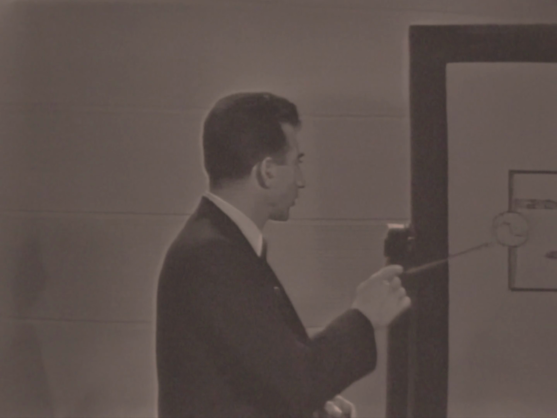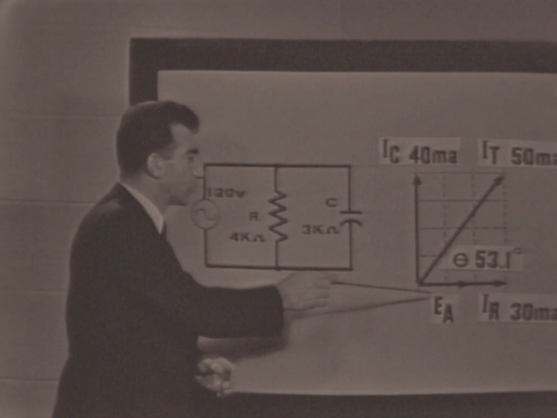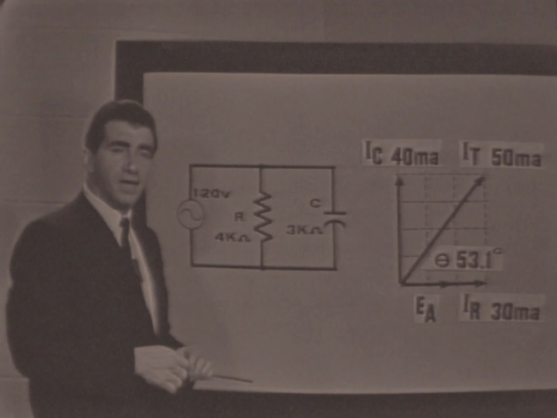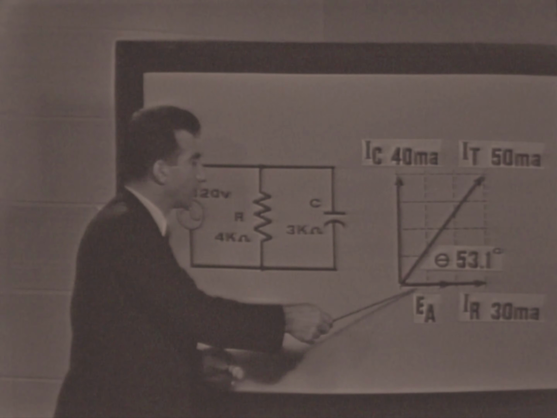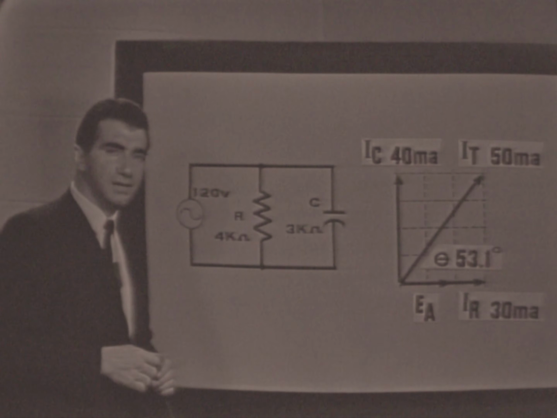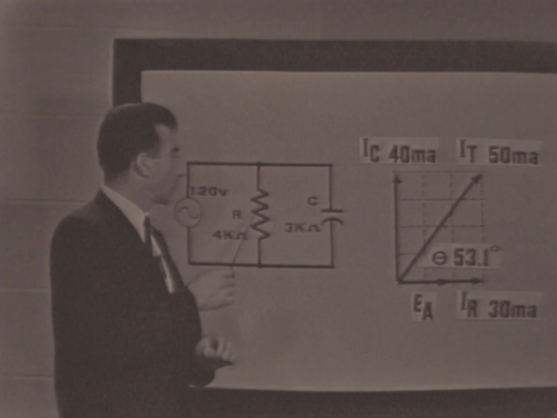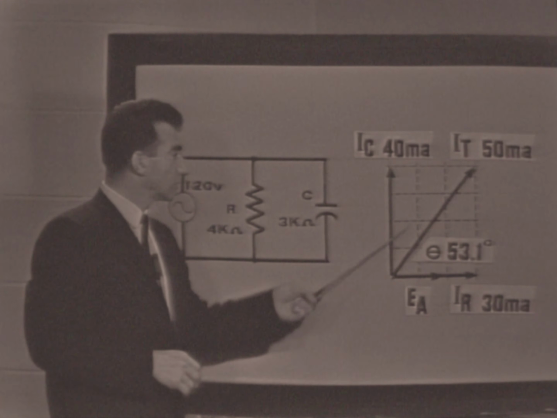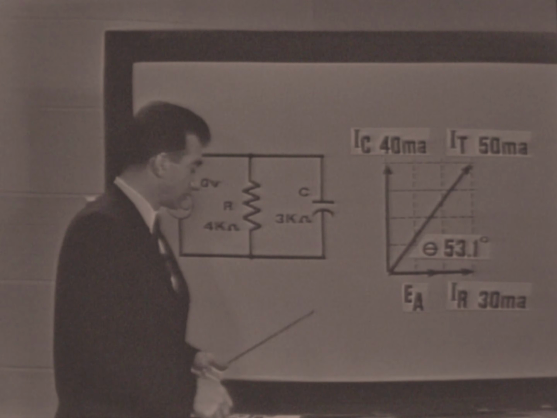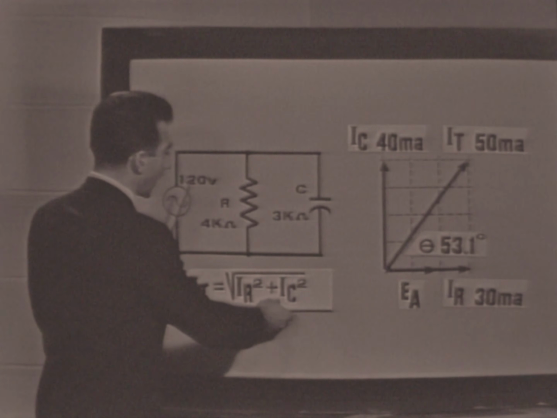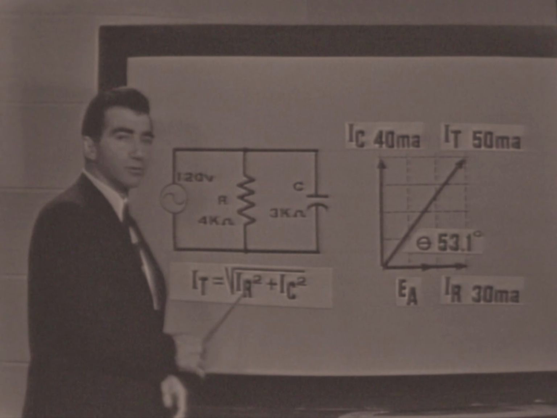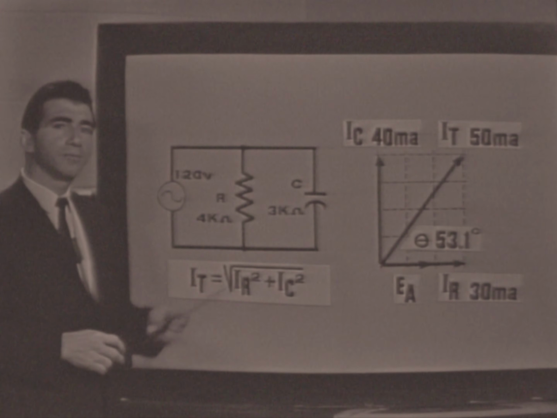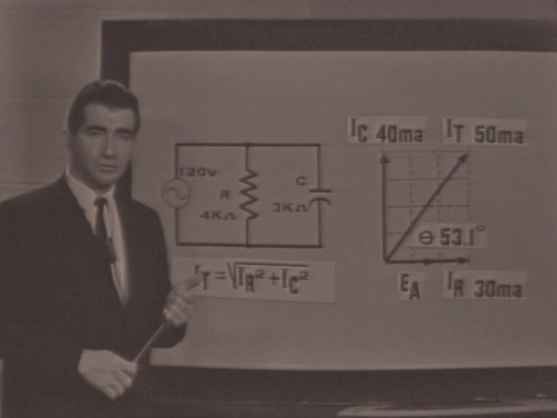Let's review the facts we've discussed within the last few minutes. First, we saw that EA, or the voltage applied, was used as the reference vector. And the phase difference in this circuit was shown by the branch currents, IR and IC. And the branch current values were determined by applying Ohm's law. The approximate total current could be discovered by measuring the resultant vector on the graph, or more accurately, by using Pythagorean theorem. Total impedance in the circuit was found by using Ohm's law also.